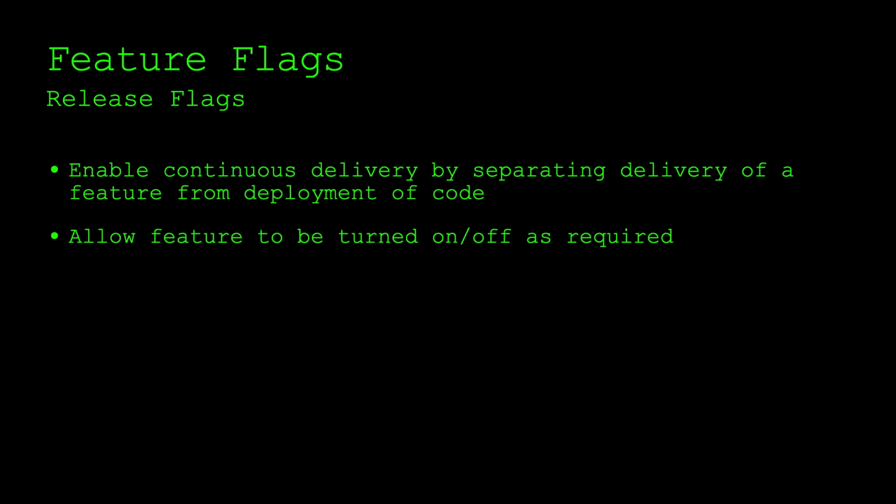There are a few different types of feature flags, so the main type is just release flags. They enable continuous delivery by separating delivery of a feature from deployment of code. So basically, that's what I've described so far. It's the if this feature's on, then do this, otherwise that. And it just basically allows the feature to be turned on and off as required.